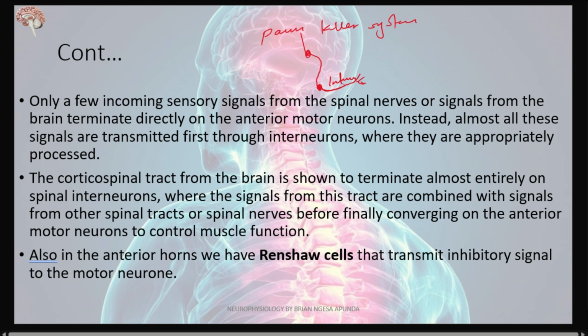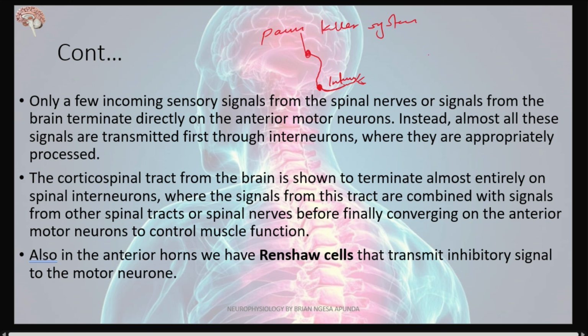A good example over here, the corticospinal tract from the brain is shown to terminate almost entirely on spinal interneurons, where the signal from these tracts combine with the signal from the other spinal tract or the spinal nerves before finally converging to the motor neurons. So this is very good. So remember what we were suggesting.